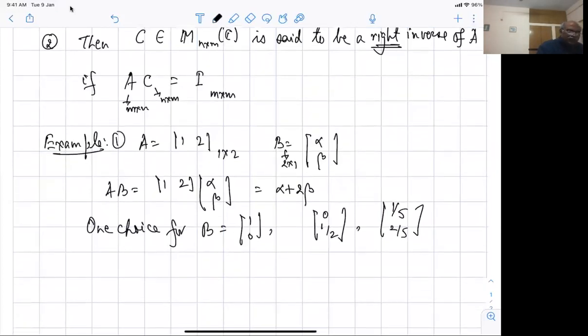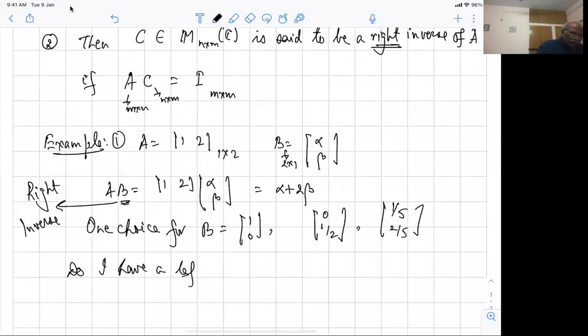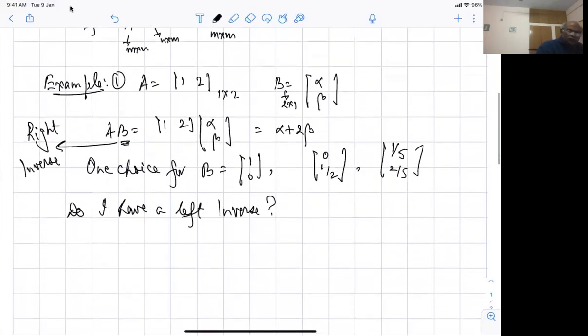For this, what I've seen here is that A times B is identity. So B is the right inverse. So I have the right inverse here. Do I have a left inverse? That's the question. All right. So let's try to understand this. Do I have a left inverse?